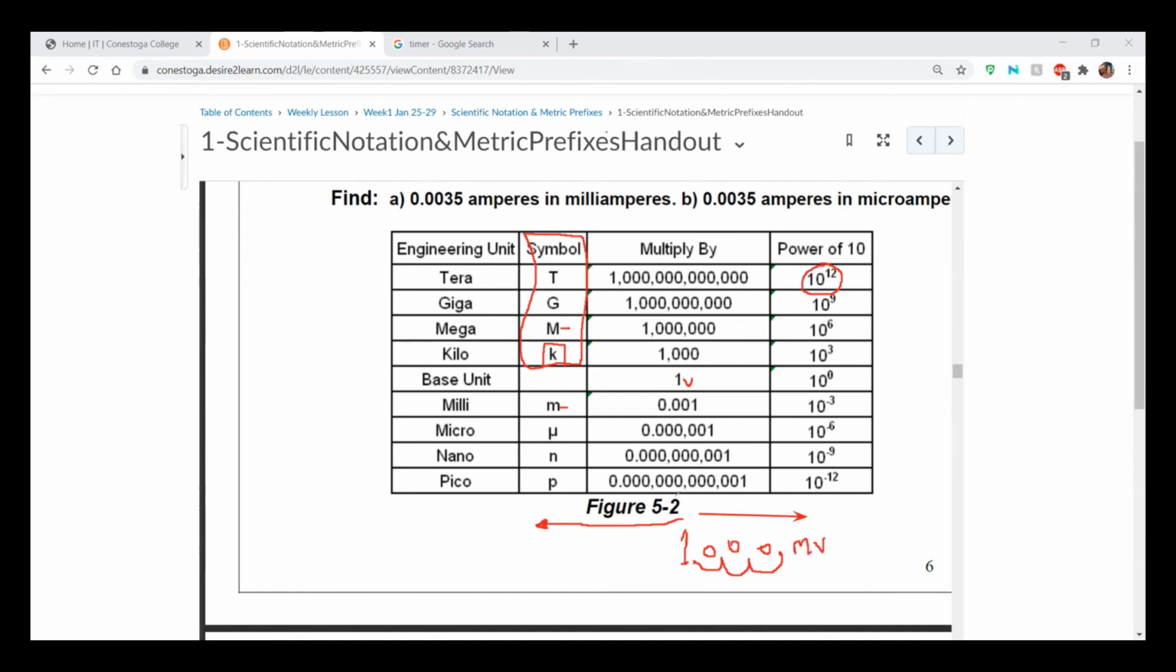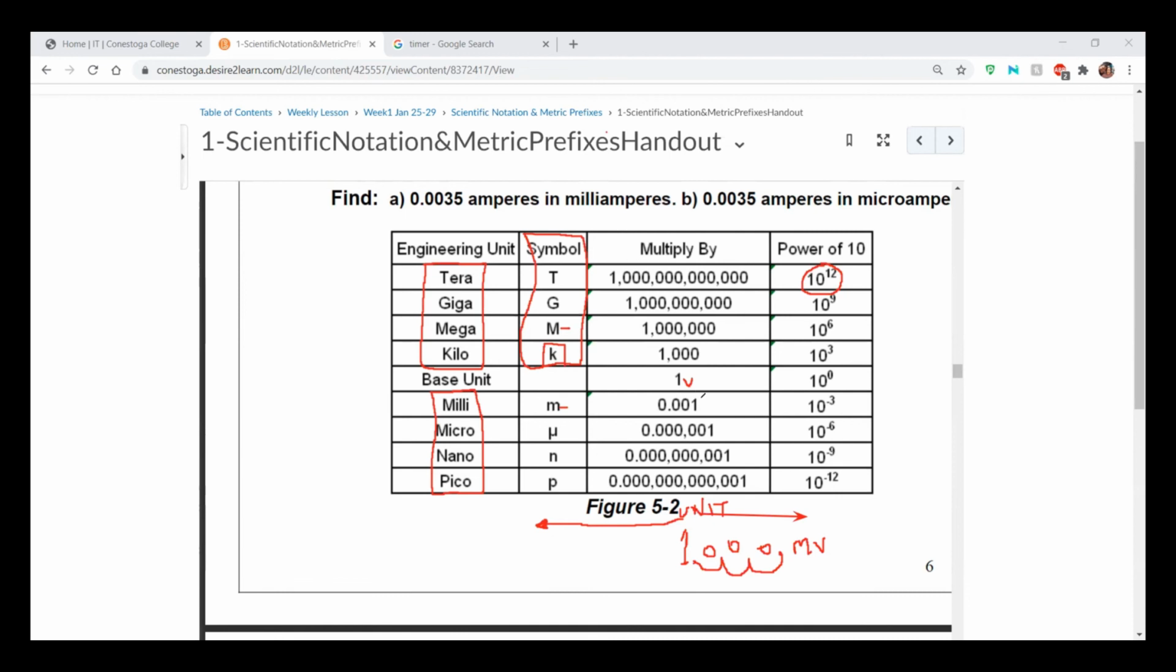So if we are right at the unit, and we want to convert any number at the unit to one of these large engineering units, then we skip the decimal point to the left. But if we want to convert the base unit to any of the small units, then we skip the decimal point to the right.